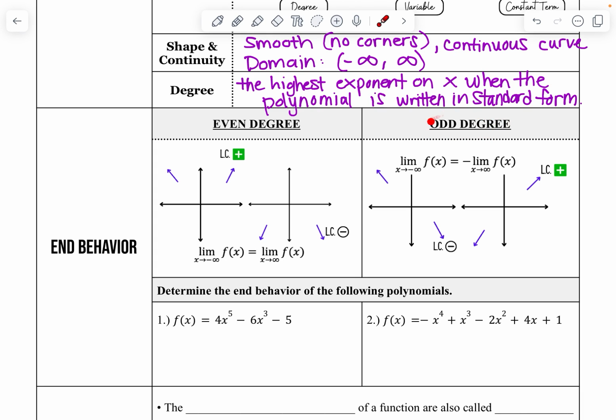If, however, the highest exponent on x is an odd number, they're going to go different directions. Think of that d as different directions. One side would go up, the other side would go down. Which is which depends upon the leading coefficient. So if the leading coefficient is negative, left side's up, right side's down. It's falling from left to right. If the leading coefficient is positive, left side's down, right side's up. It's going up from left to right. The two limit statements will always be opposites of one another. So whatever the left side's doing, the right side would do the opposite.